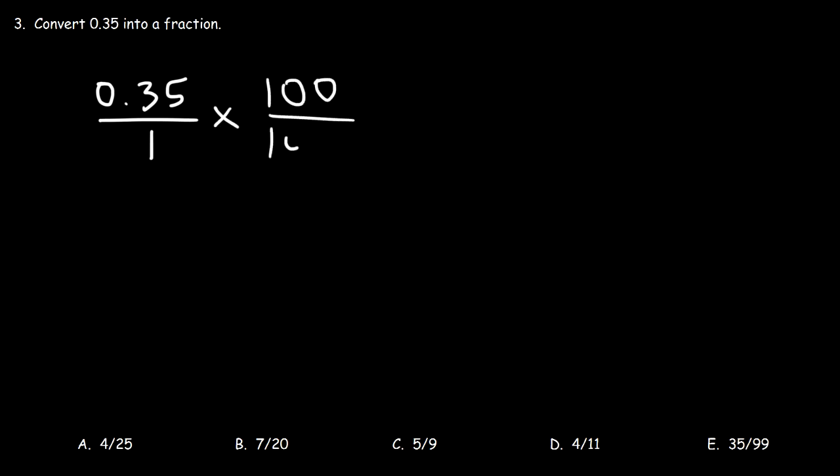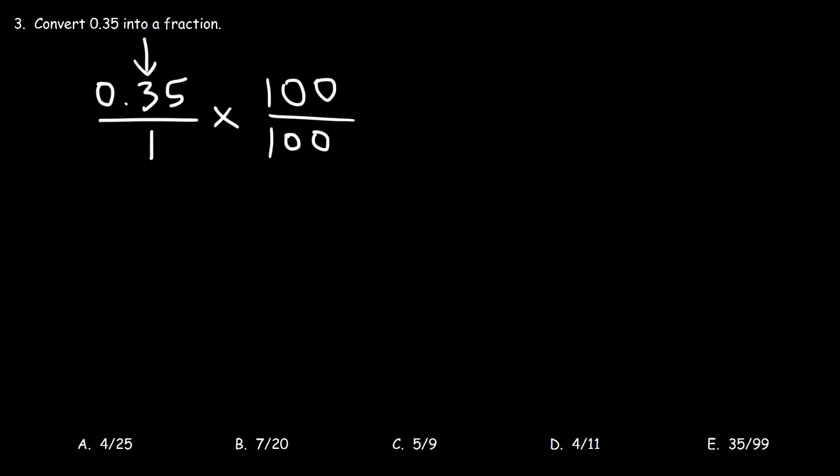Number 3, convert 0.35 into a fraction. So how can we convert a decimal into a fraction? 0.35 is the same as 0.35 divided by 1. Any number divided by 1 is equal to itself. Now what we need to do is multiply the top and bottom by 100. Since 0.35 ends in the 100th place, then we need to multiply the top and bottom by 100. The 3 is in the 10th place. The 5 is in the 100th place.